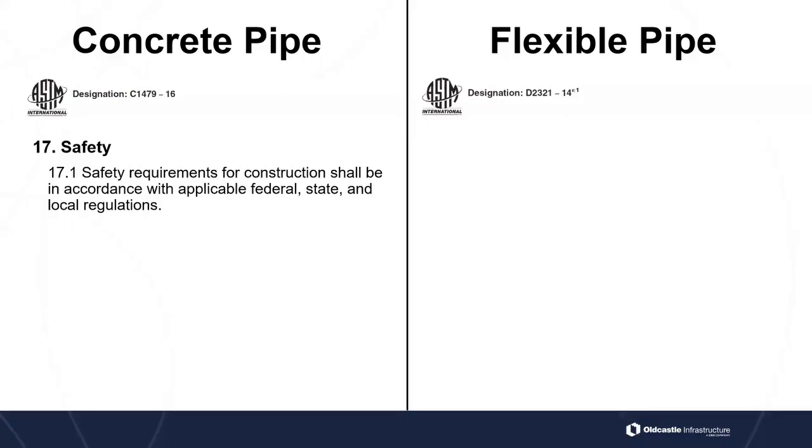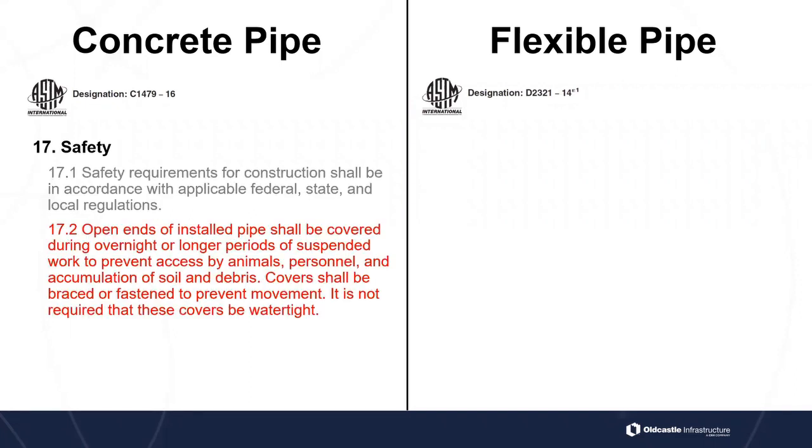Okay. So safety requirements for construction shall be in accordance with applicable federal, state, and local regulations for concrete pipe. Open ends of installed pipe shall be covered during overnight and longer periods of suspended work to prevent access by animals, personnel, accumulation of soil and debris, etc. Covers shall not be braced or fastened to prevent movement. It is not required that these covers be watertight. So that's for concrete pipe. You don't need watertight covers for safety.